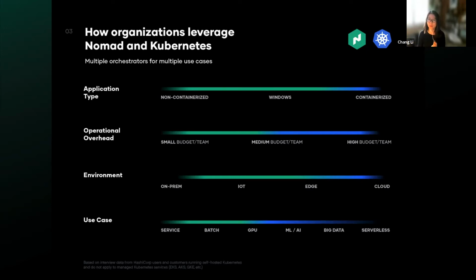We observe that organizations have moved beyond hype-driven deployment, like, oh, I just need containers, I just need an orchestrator. Now we're seeing organizations pick orchestrators based on the merit of the orchestrator, whether it fits my application, my team, my budget. They're evaluating orchestrators in a more objective way. That's why we're observing a multi-orchestrator pattern.